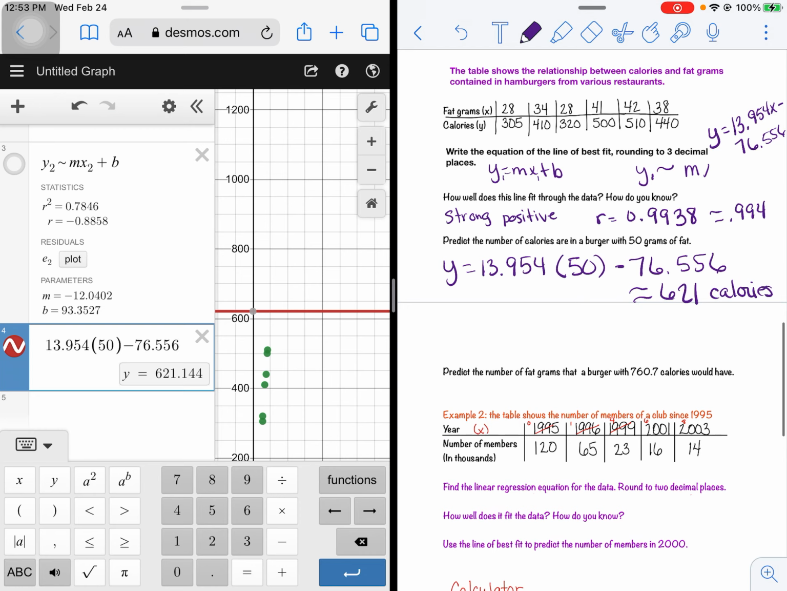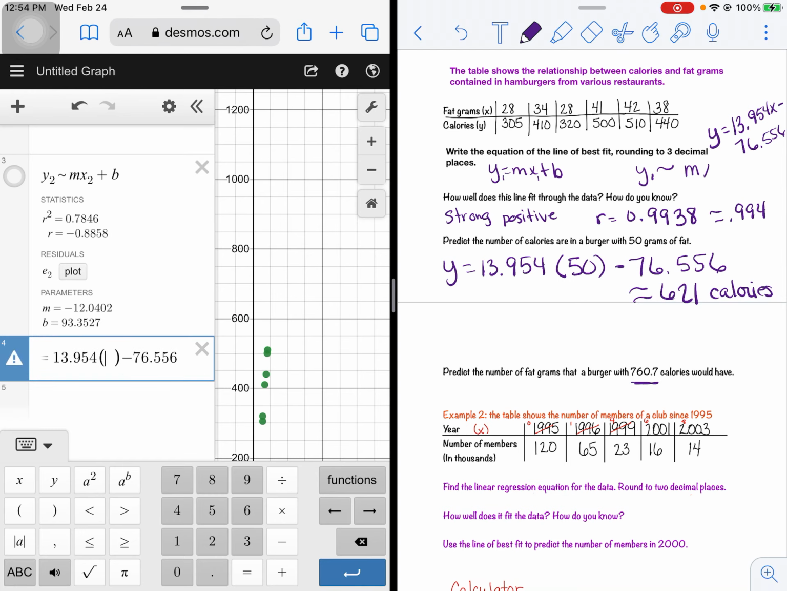Now, the next question says, predict the number of fat grams that a burger would have with 760.7 calories. So we don't know what the X is, but we know what the Y is. So we can use the same one. We're going to delete there and put an X back. And now instead of being equal to Y, it's equal to the 760.7. And we can kind of see where that would go.